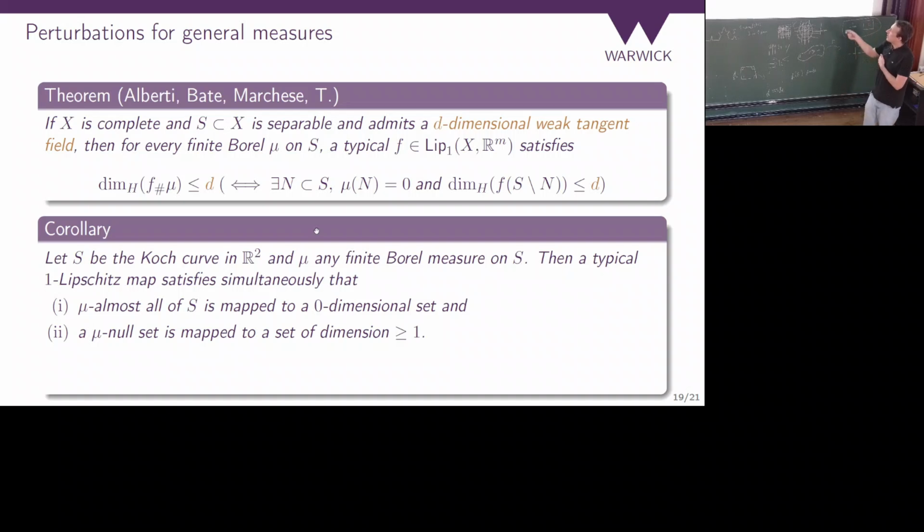Another question you could ask now is, is this optimal, right? So what would optimality mean? It would mean, well, if S admits a d-dimensional weak tangent field, but not a (d-1)-dimensional one, so d is the best I can get, can I then construct a Borel measure mu such that for a typical f, I will actually get larger than or equal to d, right? Then in combination with this, I will get equality.